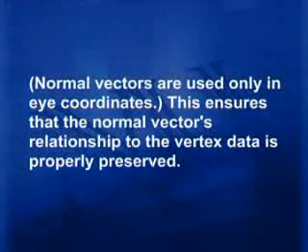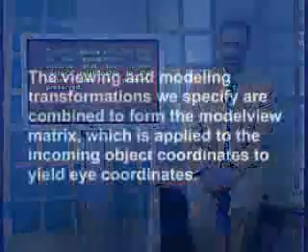But nevertheless, w is there, and whenever we will be talking about 2-dimensional, we will be talking about a z value equal to 0. Normal vectors are used only in eye coordinates. This ensures that the normal vector's relationship to the vertex data is properly preserved. We have talked about the concept of surface normals and vertex normals, and we have been effectively using them in order to simplify our calculations. And you'll see those concepts are going to come in handy over here as well.